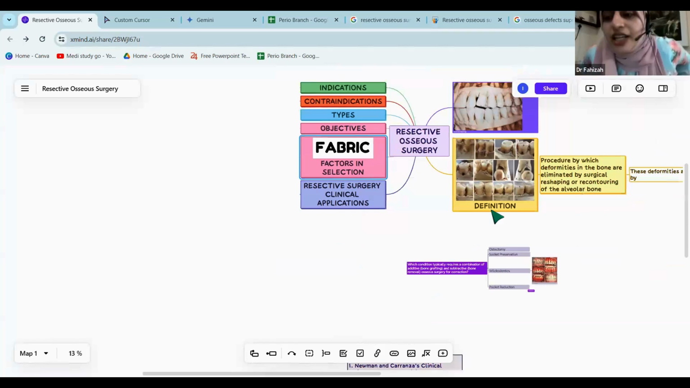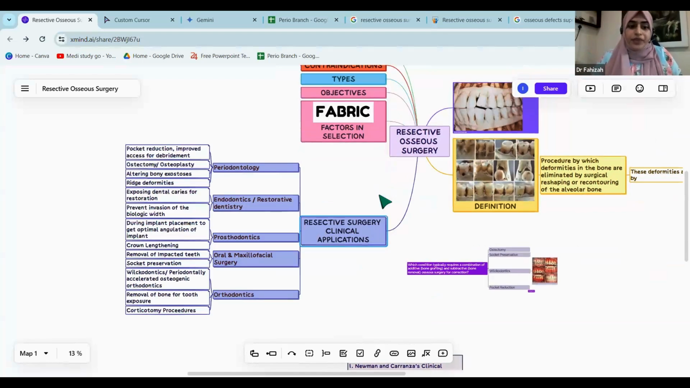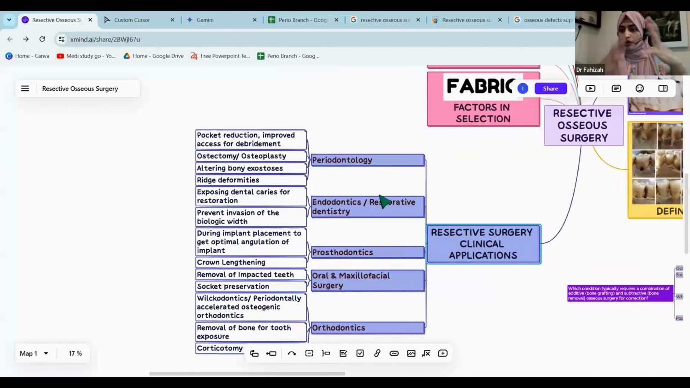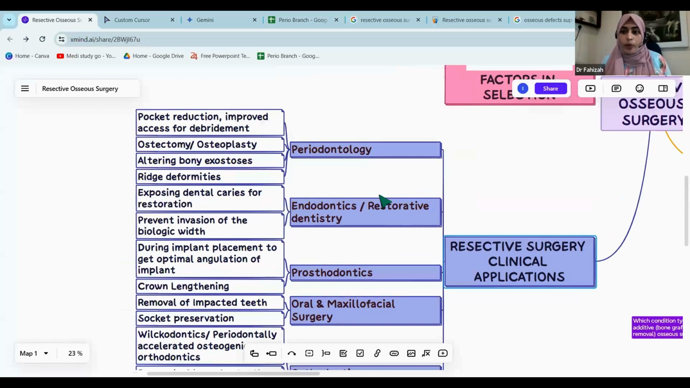Now, resective surgery, clinical applications. I'm not going in depth as such, but I'll just go department wise to show you where it's required and probably you can use it. In periodontology, of course, pocket reduction, osteectomy, osteoplasty, again for a smoother flap closure, altering any bony exostosis. We have bony protuberance, which we saw, if we want to flatten that. Any ridge deformities, even that narrow ledge, which I showed you previously.